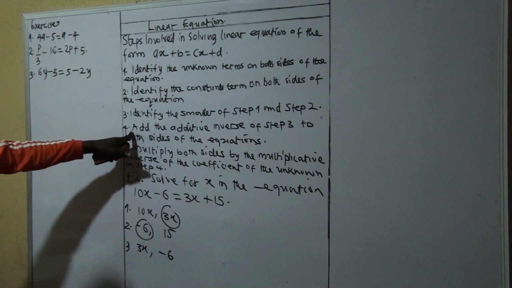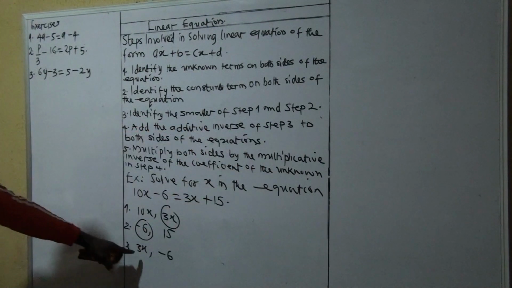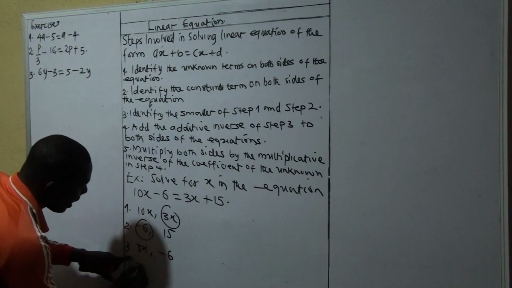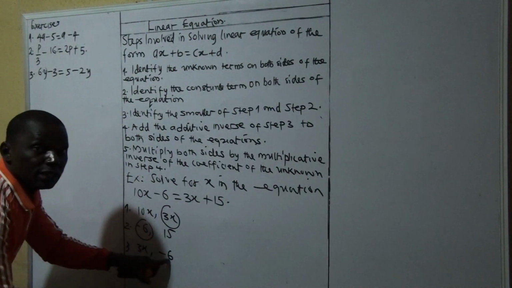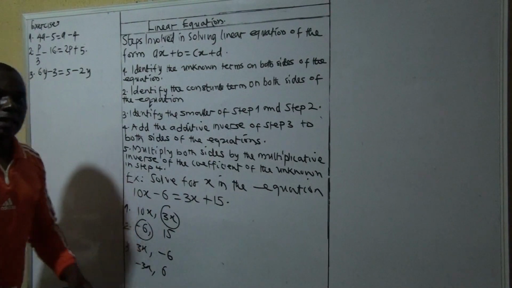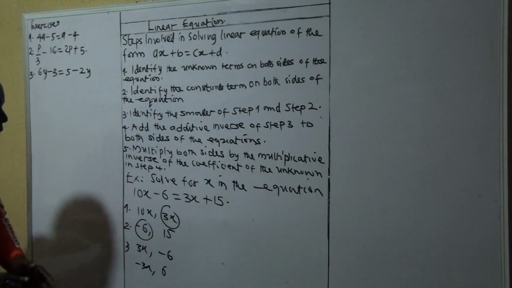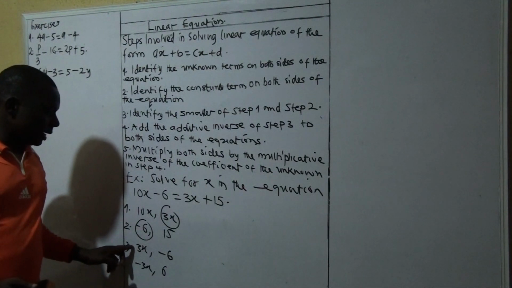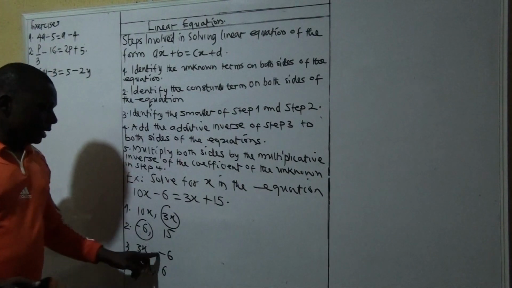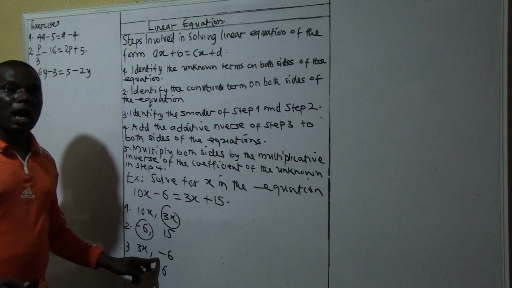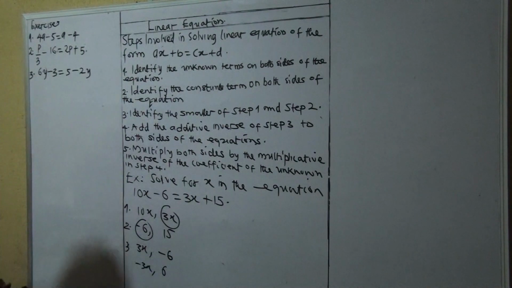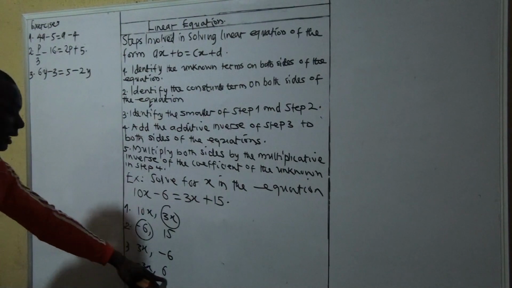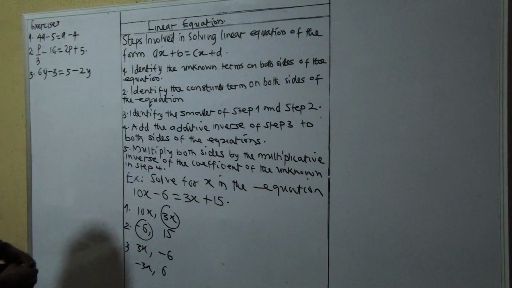Then we add the additive inverse of step 3. First of all, let's look for the additive inverse. The additive inverse of 3x is minus 3x, and that of minus 6 is 6. The additive inverse of any number is obtained by multiplying the number by minus 1. 3x times minus 1 gives minus 3x. Minus 6 times minus 1, minus times minus becomes plus, gives 6. So we bring the equation and add this to both sides of the equation.